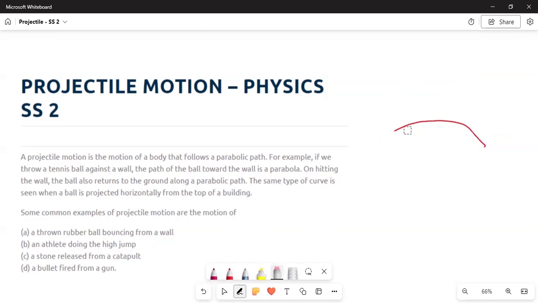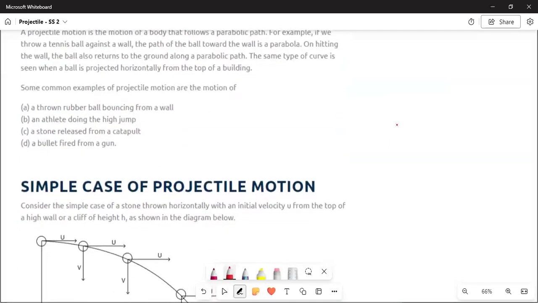Now, there are two cases of projectile motion. We will look at a simple case, that is for an object falling from a certain height, and then a more general case for an object that starts from the ground, moves all the way to the highest point, then comes down to the ground. So there are two stages here. When going up, that is a stage, and when coming down from the highest point, that is also a stage. That is a more general case of projectile motion.